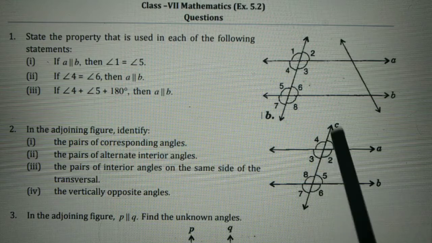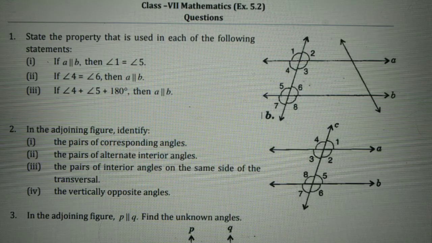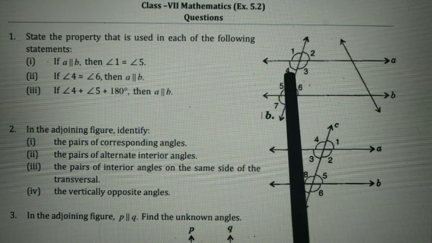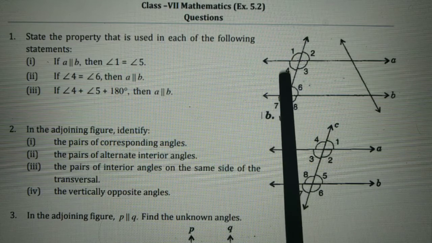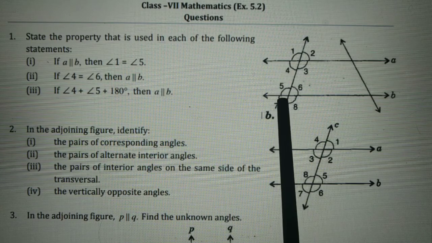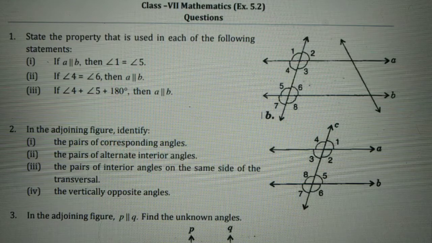So that's why the condition angle 4 plus angle 5 is equal to 180 degrees is true. When this condition is true, then the lines are parallel. So we can write, if two parallel lines are cut by a transversal line, then we get 8 angles, out of which the interior angles on the same side, the sum of these two angles is equal to 180 degrees.